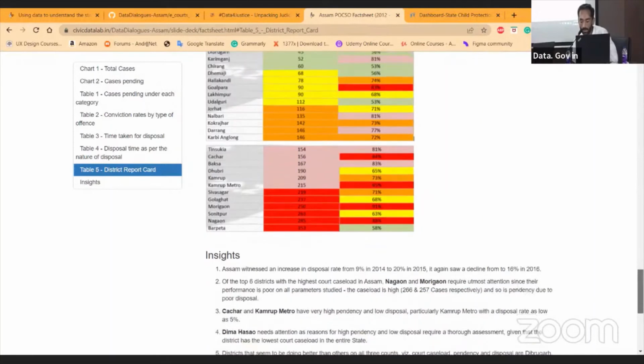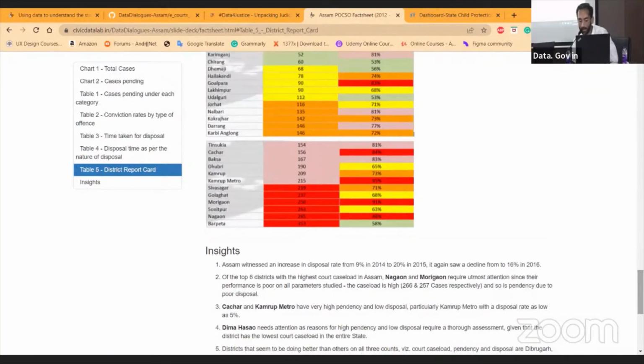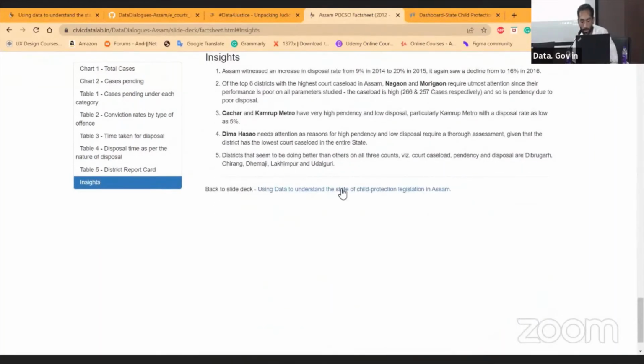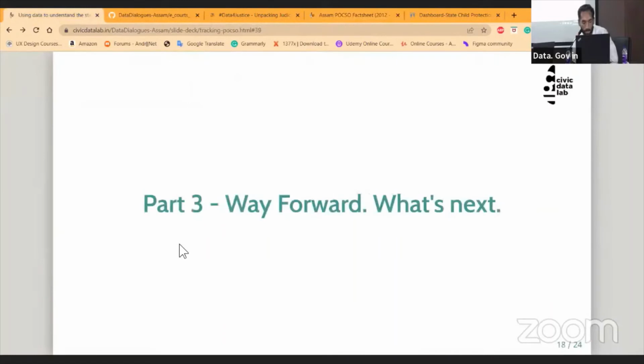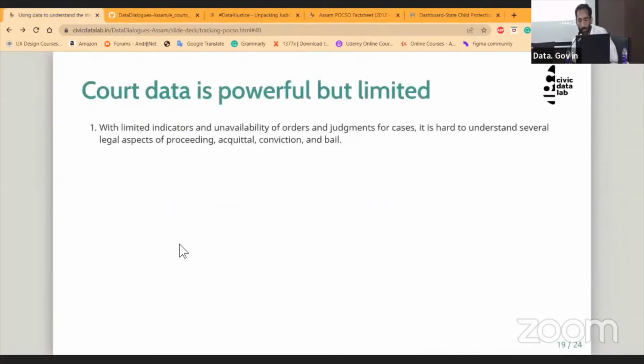So based on this, this is a very basic analysis. A lot more can be done, but it still shows the possibilities when the data is available. Now what's next? A lot of these points are already discussed. The whole data is powerful, but it is limited.